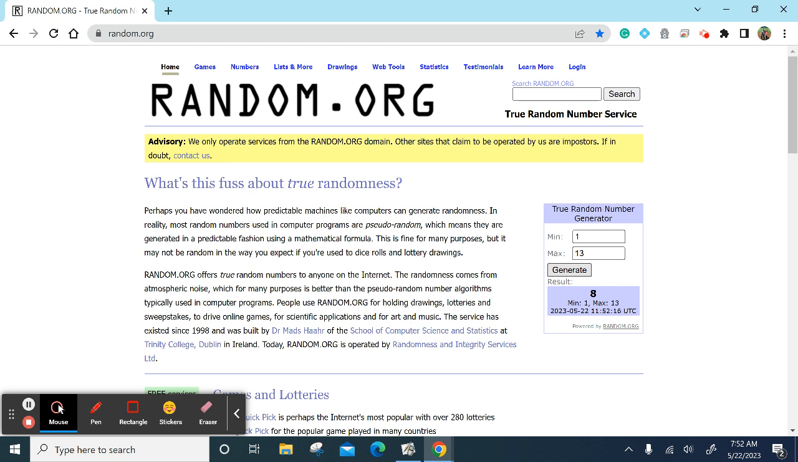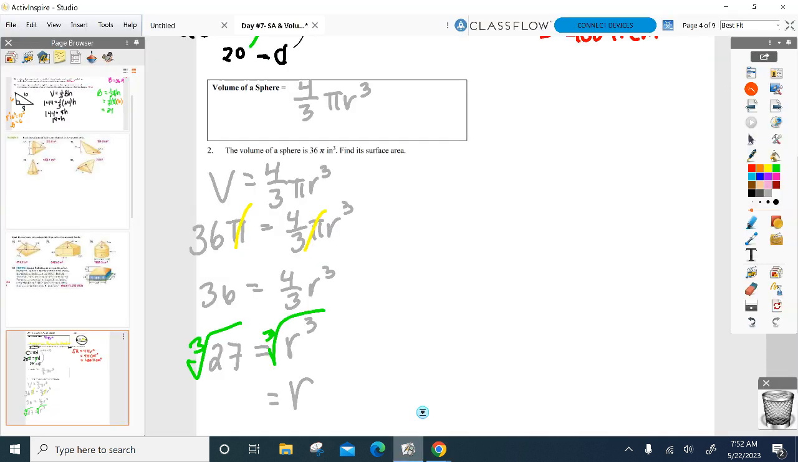So when you have the radius length, let me know. What are you typing in your calculator? Cube root of 27. That's all I need. Go to math, the cube root is on the left-hand side. 3. All right, there we go.